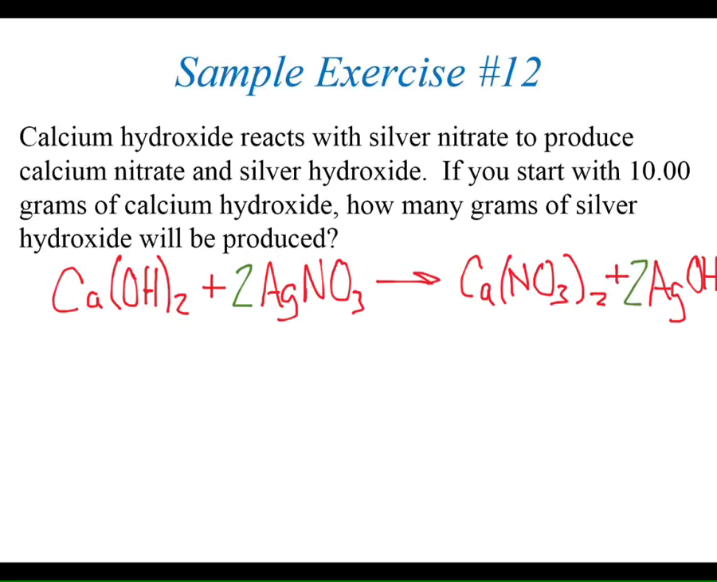1 calcium on the left, 1 calcium on the right. 2 hydroxides on the left, 2 hydroxides on the right. 2 silvers, 2 silvers, 2 nitrates, 2 nitrates. Yes, so that balanced it. Perfect. Good job. Okay. 10.00 grams of, what is it? Okay, calcium hydroxide.